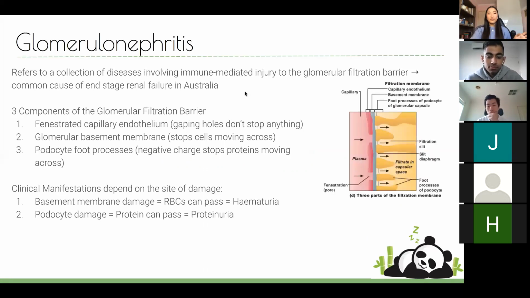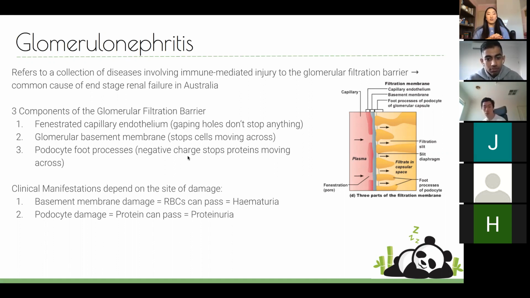So glomerulonephritis refers to a whole collection of diseases involving immune-mediated injury to the glomerular filtration barrier. So it actually includes like 10 to 15 conditions, probably more. And you don't have to know all of them, but there are a few that you have to know. And they're very buzzwordy, so it's really just a matter of knowing the buzzwords. But the way to think about glomerulonephritis, which they don't teach you in second year for some reason, is to think about where the pathology is.